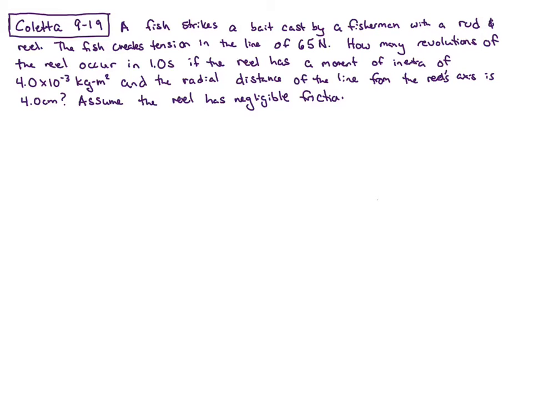In this example, I'm going to do Coletta 919, which is talking about a fisherman. What happens is he's fishing, a fish strikes the bait and pulls on the line, and we know the tension that the fish pulls with. We want to know how many revolutions of the reel occur in 1 second if the reel has a moment of inertia that we know, and we also know the distance of the line from the reel's axis, and we can assume negligible friction.